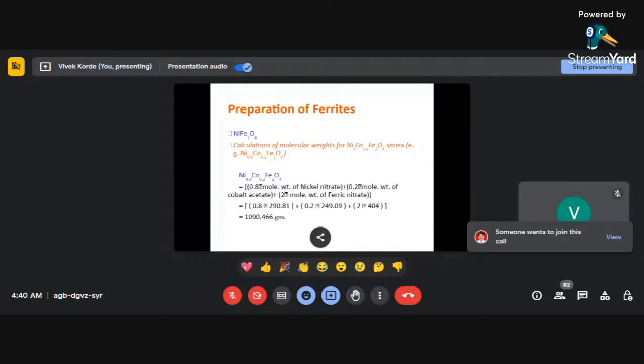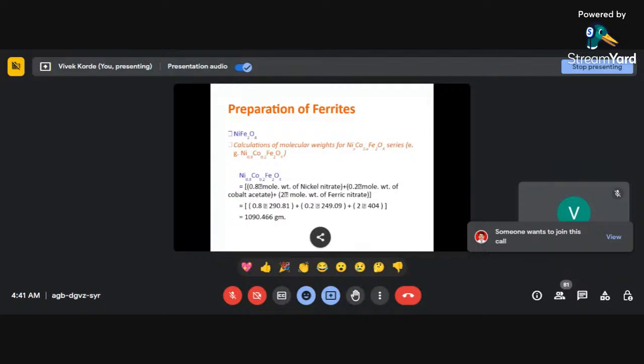So calculations of molar weights for nickel, cobalt, iron oxide are given here, and my expected formula is nickel 0.8, cobalt 0.2, iron 2 atoms, and oxygen 4. So this is my formula. To proceed, these are the calculation methods shown here. Purposely I have taken this slide. If there are some beginners to start their research, then they can benefit from this method.